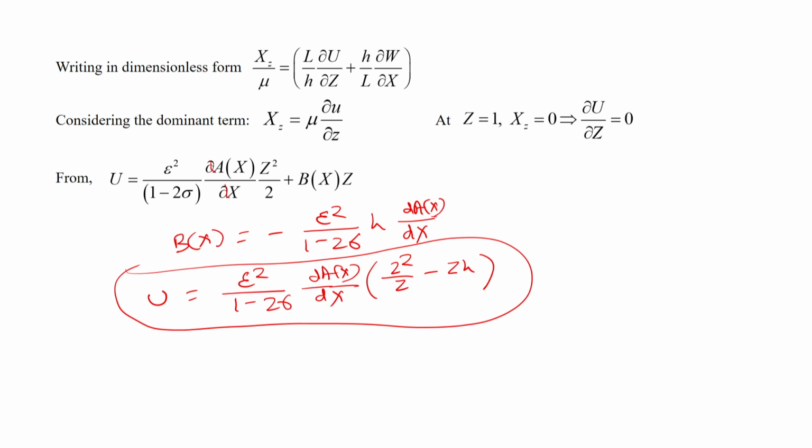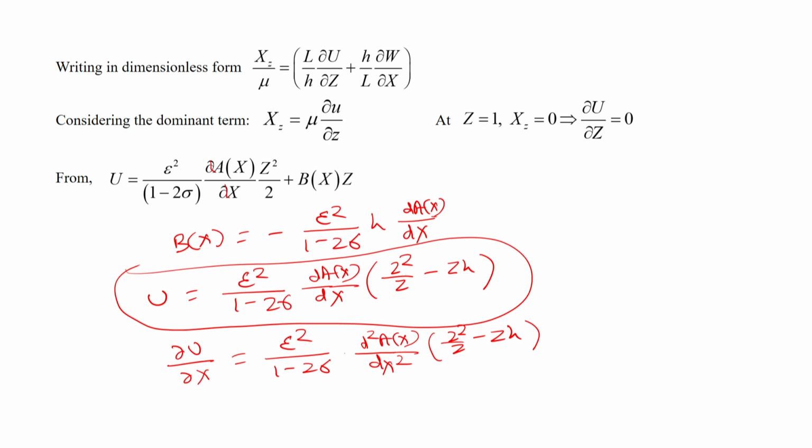Now let us say that we obtain W. For that we have to use the compressibility condition. There we have to obtain del u by del x, so let us obtain del u by del x here. Del u by del x will be equal to epsilon square by 1 minus 2 sigma, times d square A of x by dx square, times z square by 2 minus zh.